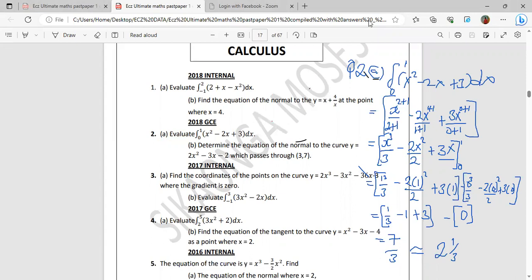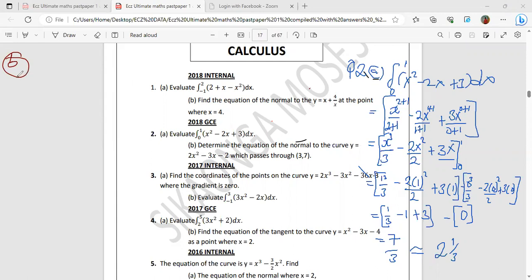Okay, so let's go to question 2. Equally, if you have not solved, please let's solve this one. Pause the video, you solve, and then you see if you're going to get the same thing, to help you gather the confidence. So determine the equation of the normal to the curve that passes through this.